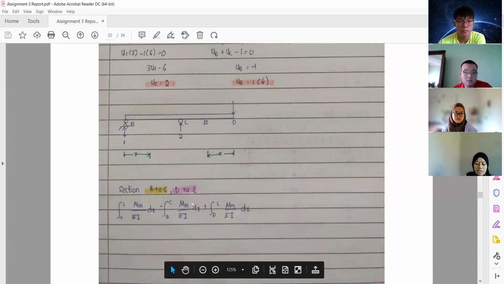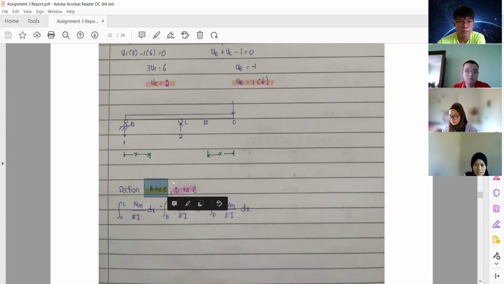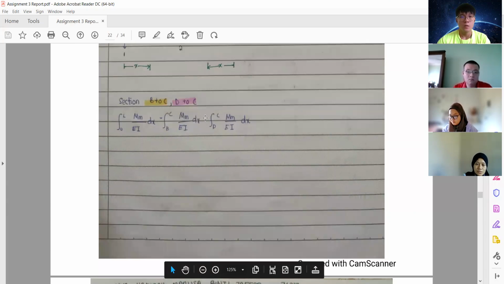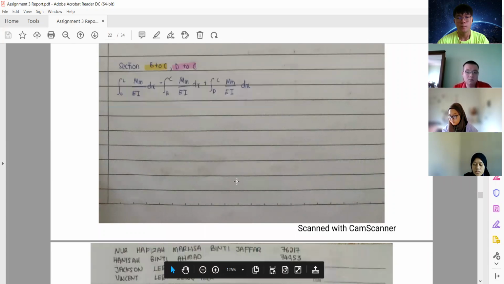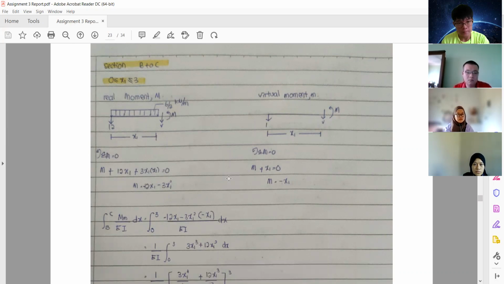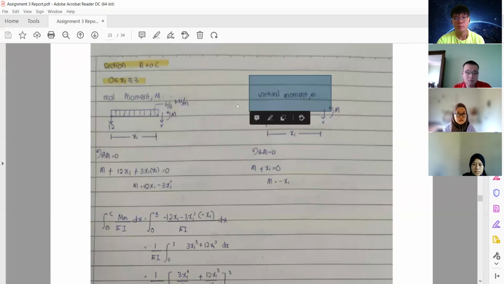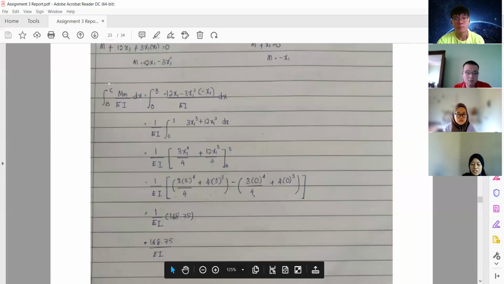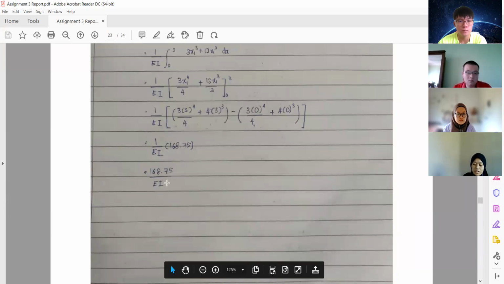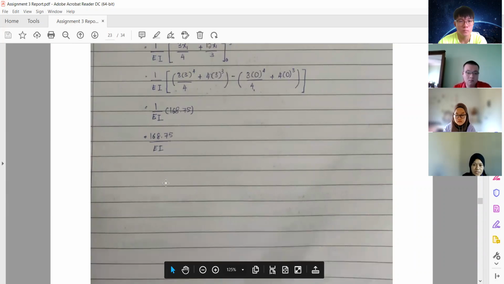And then we have here two sections, section B to C, and then section D to C. Here's the formula to calculate it. For section B to C, 0 to 3, we found the real moment and virtual moment. And then we substitute into our equation, and we found that 168.75 over EI for section B to C.